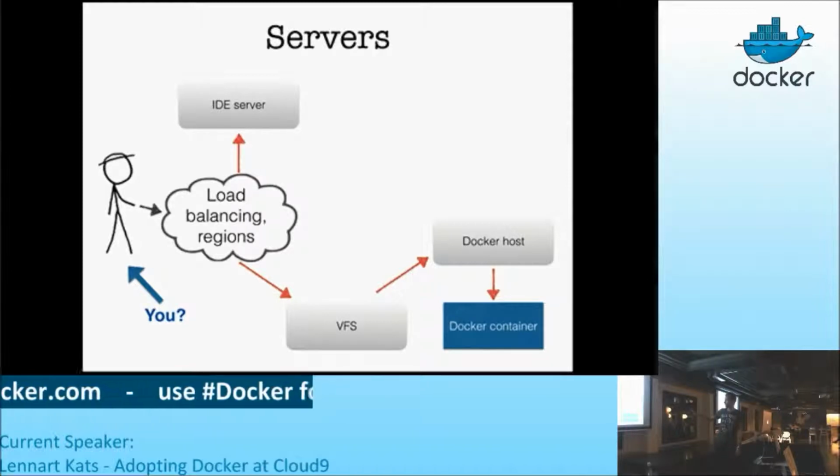And we have multiple Docker hosts. We have multiple VFS servers. Actually, each one of these red lines is like a one-to-many relation. I mean, we're a cloud system, so we need to have all these things at scale. And a Docker host has many Docker containers.